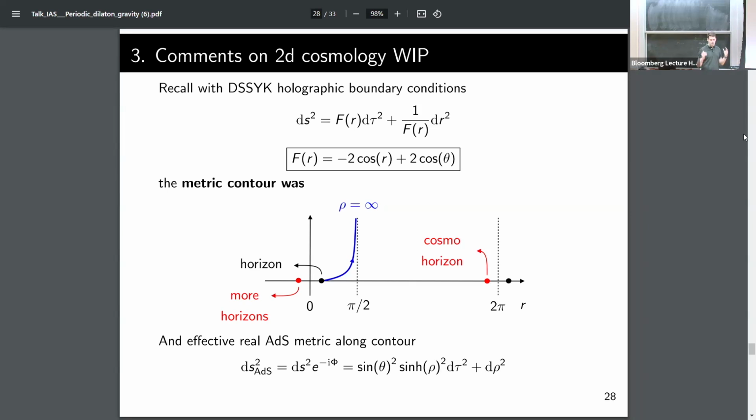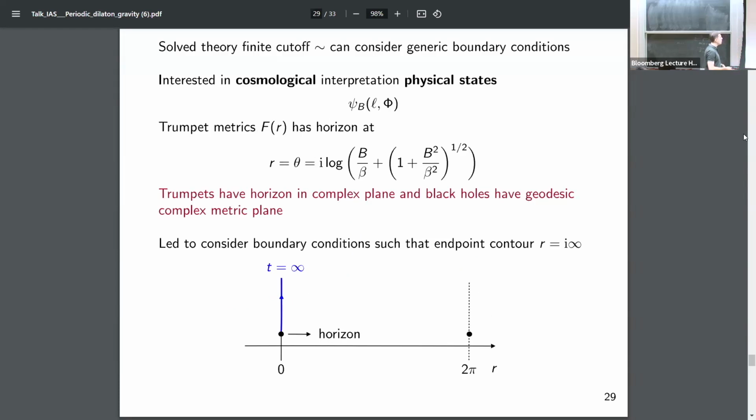What I will keep in the theory is the lesson that double scaled SYK gave me, namely, I should consider discrete lengths or periodic dilaton or whatever. That I want to keep, and now I'm just allowing for more general boundary conditions. I'm taking the gravity theory as is. In particular, I'll be interested in a more cosmological interpretation of the physical states that I found.